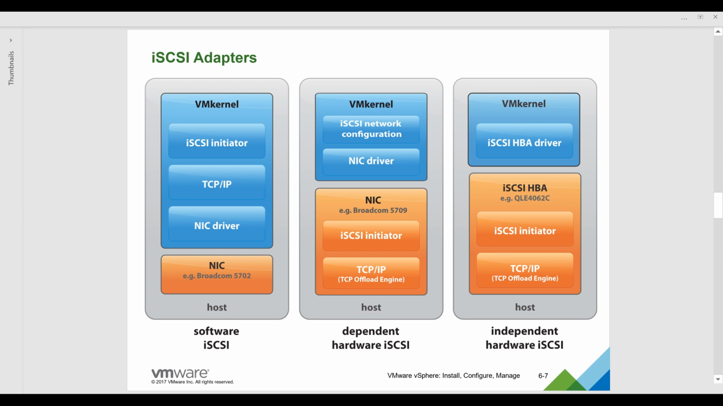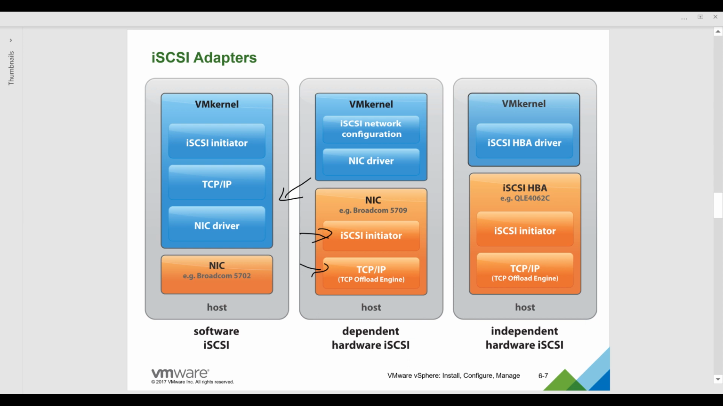Now we have two versions of the iSCSI hardware adapters: dependent and independent. On dependent, the VMkernel has the iSCSI configuration and the NIC driver, and it's bound to this NIC, and the NIC does the iSCSI initiator work, and it has an IP offload engine. It's about the same as this one, because we bind the VMkernel to use it, but the difference is the iSCSI initiator lives inside the NIC in hardware, and we have this offload engine. So it's all done in hardware, and the VMkernel is not having to do it in software.